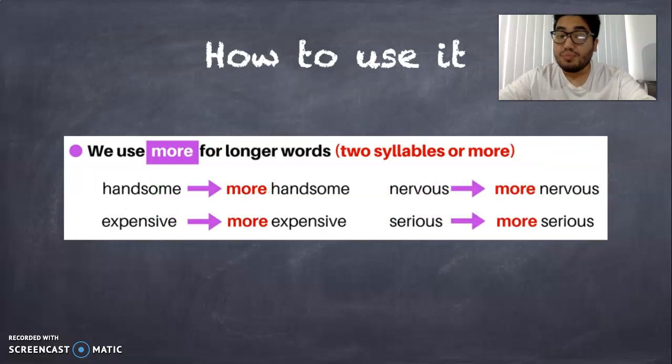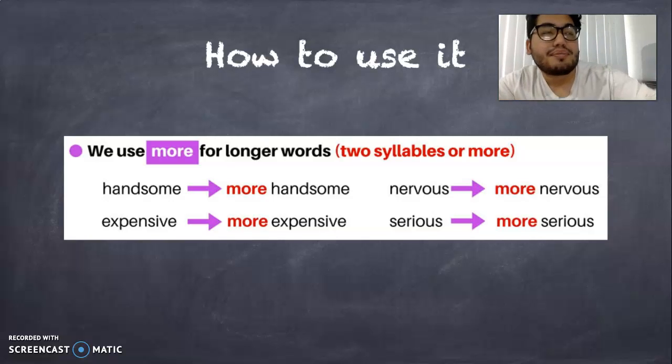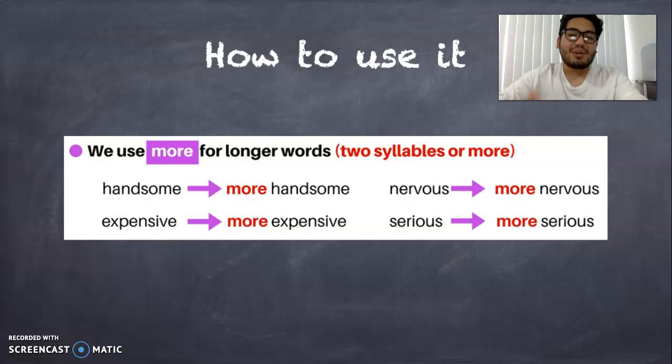Now we use more for longer words, two syllables or more, like handsome, expensive, nervous, or serious. For example, I'm more handsome than Superman. Yeah, I am. I'm more handsome than Superman. Or I'm more serious than Teacher Ibrahim. I don't know. Could be.